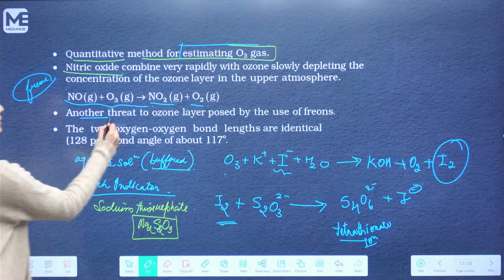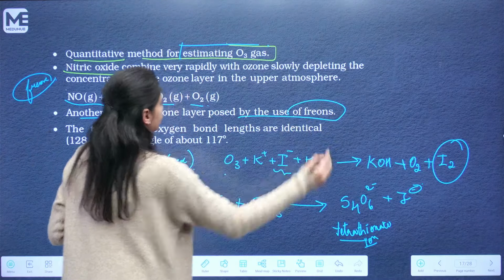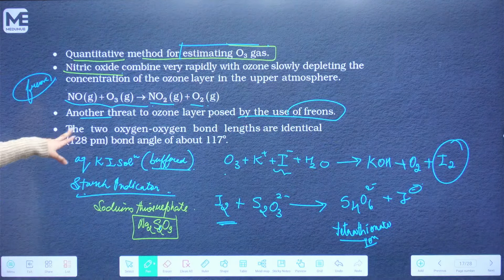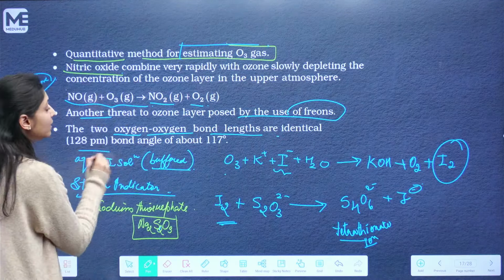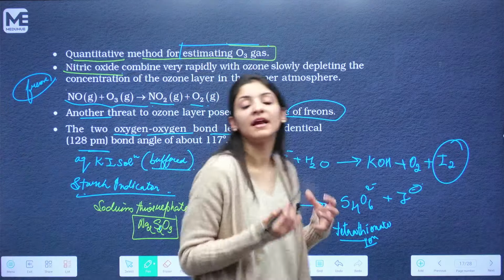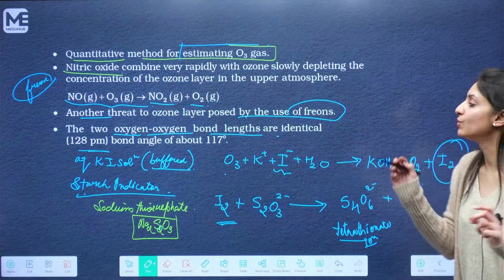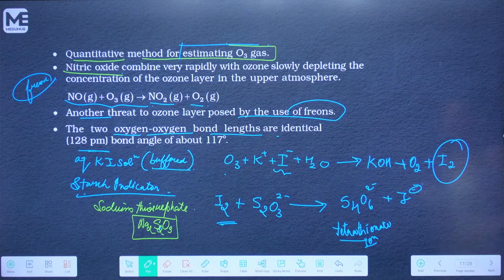Another threat posed by the use of freon. We have already discussed the structure. So the two oxygen-oxygen bond lengths are identical, and that is because the pi bond is delocalized over the entire molecule.